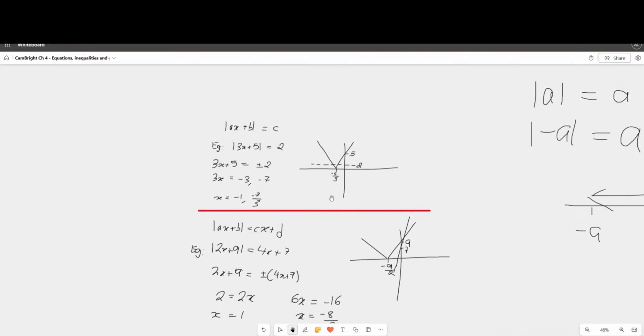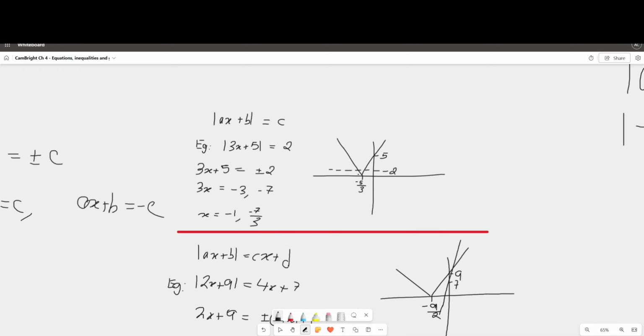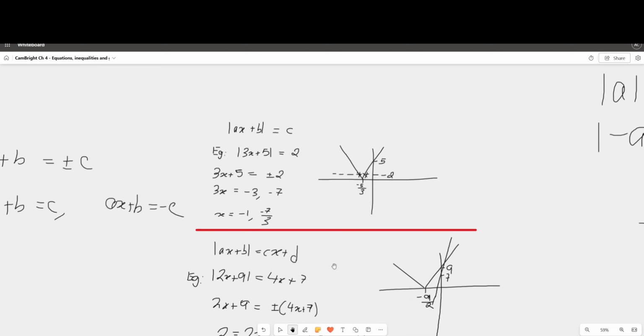If you have an equation of this form, modulus of ax plus b is equal to c, such as this one, you can solve it by removing the modulus, essentially taking ax plus b equal to plus or minus c, and then you solve that equation. So you can make two equations like this and solve them separately. This is what the graph of this equation would look like, and as you can see, we have two roots, this one and this one, where the line intersects the graph.